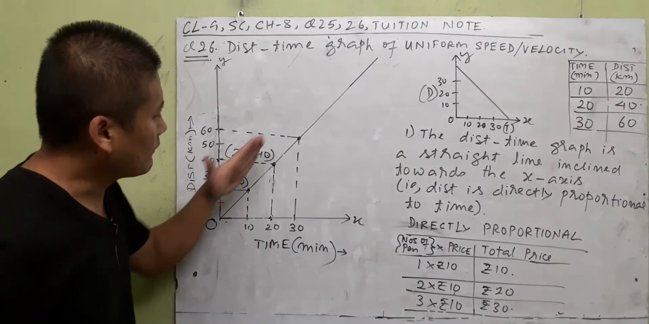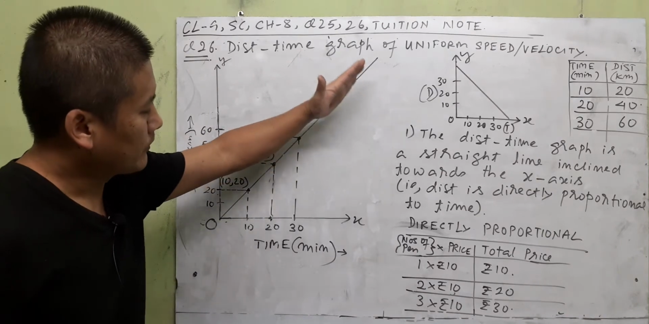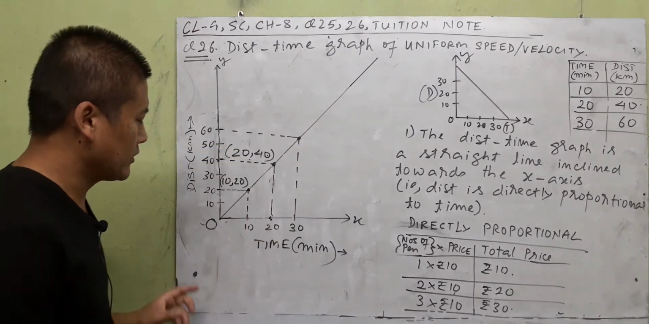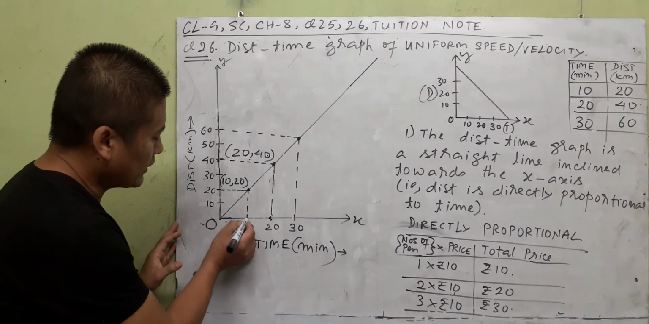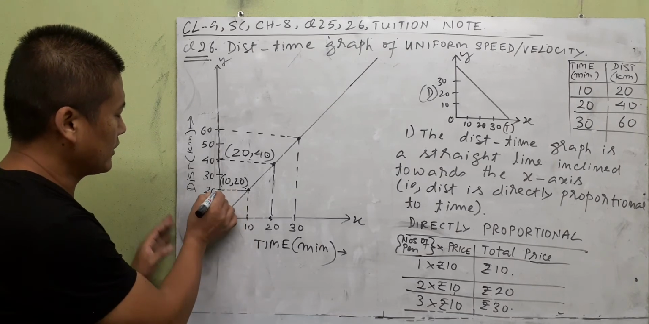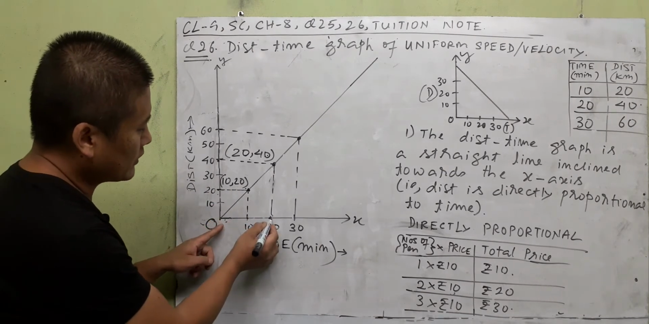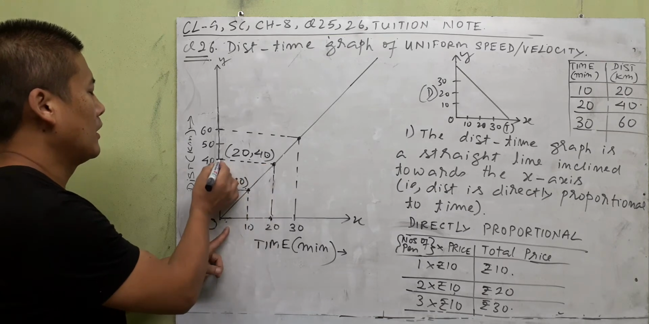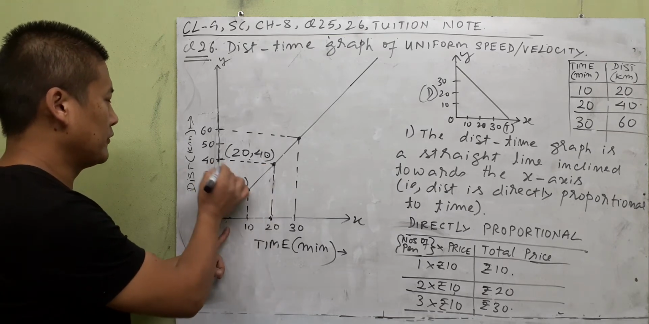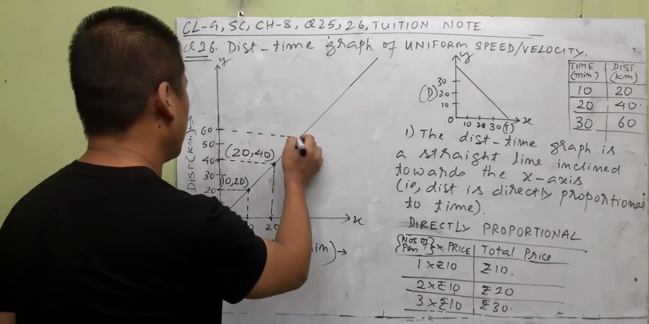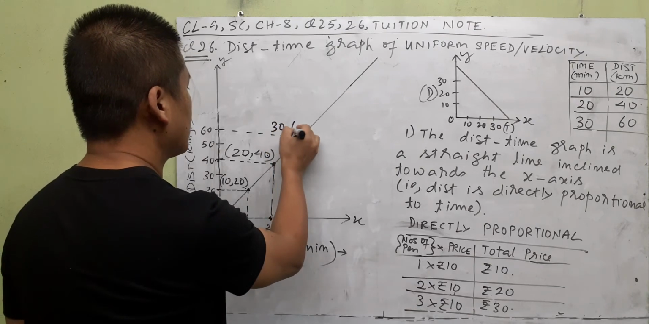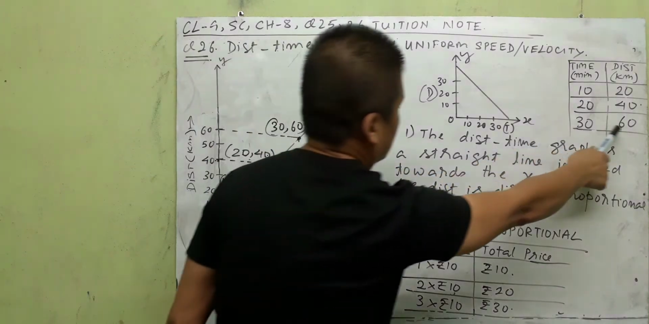So when the graph is like this, it is telling us that leaning towards the x-axis means, as you can see here, as the time is only 10 minutes, distance covered was 20 kilometers. As it increased to 20 minutes, distance covered was 40. So 20 to 40. Then next one here, we forgot to write here, this is 30, right? And 60. As you can see here, 30 and 60.